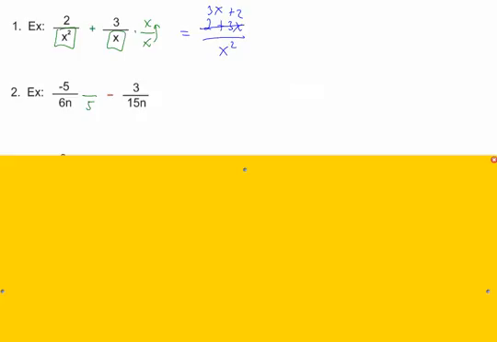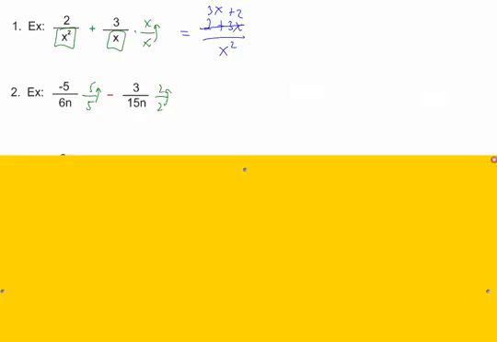And whatever you do to the bottom, you do the same thing to the top. And again, we're looking at the bottom on the right, and we have to get to 30. So we're going to multiply the right one by 2. Whatever you do to the bottom, do the same thing to the top.